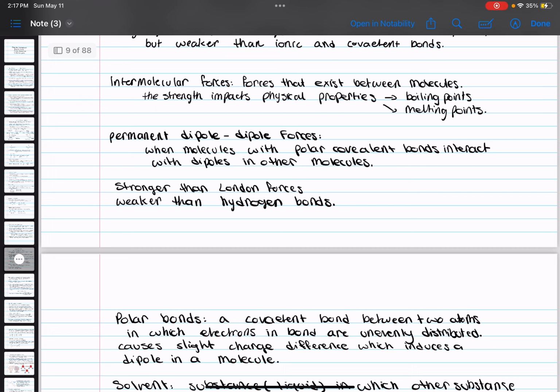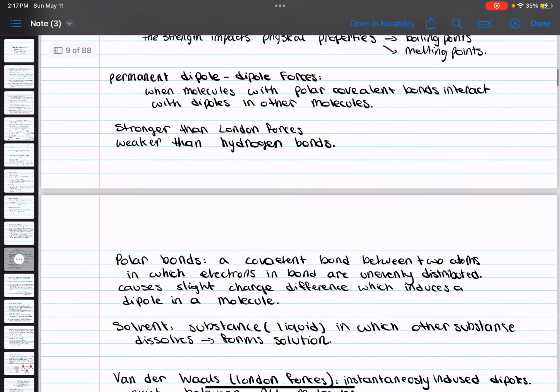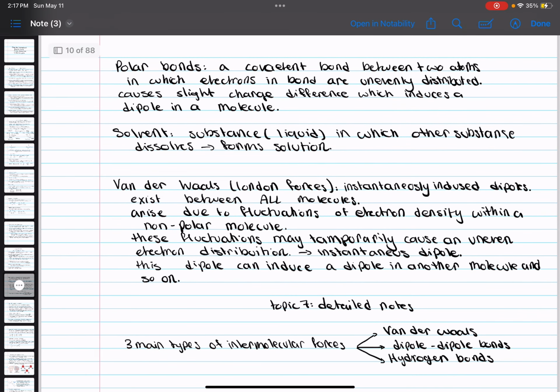So we have intermolecular forces that exist between molecules. The strength of the intermolecular forces impacts physical properties such as boiling point or melting point. Then we have permanent dipole-dipole forces, which occur when molecules with polar covalent bonds interact with dipoles in another molecule. These are stronger than London forces but weaker than hydrogen bonds. Then we have polar bonds, which are covalent bonds between two atoms in which the electrons are shared but unevenly distributed. This causes a slight charge difference, which induces a dipole in a molecule.